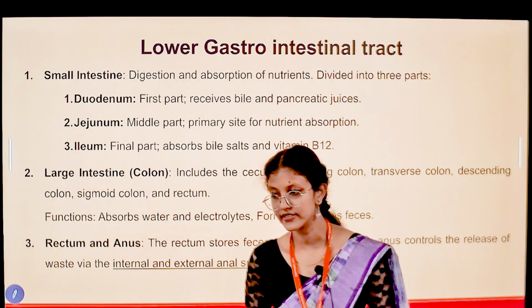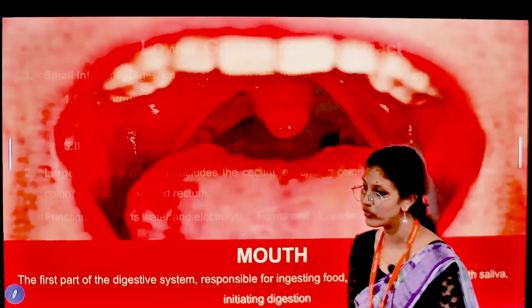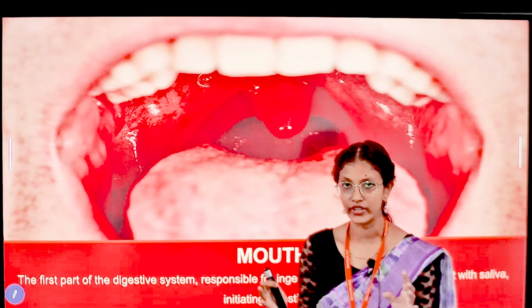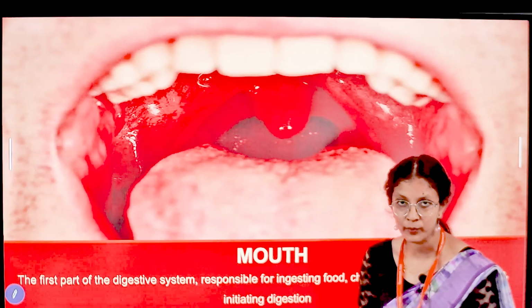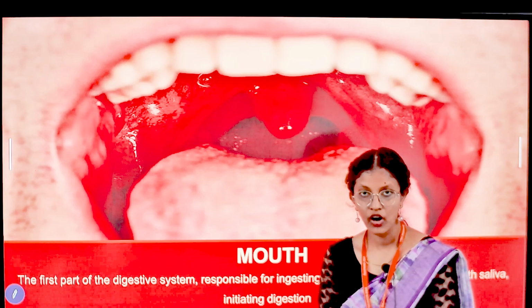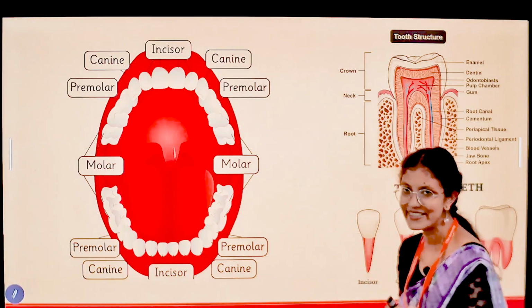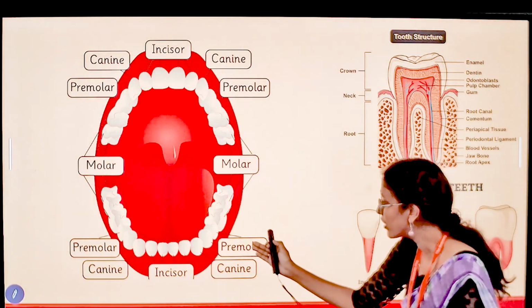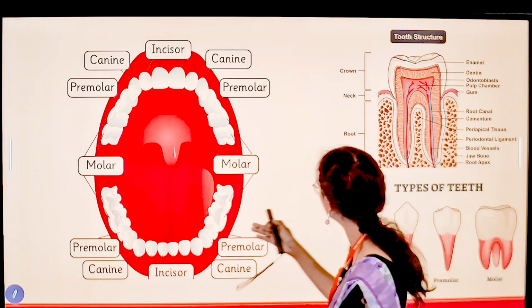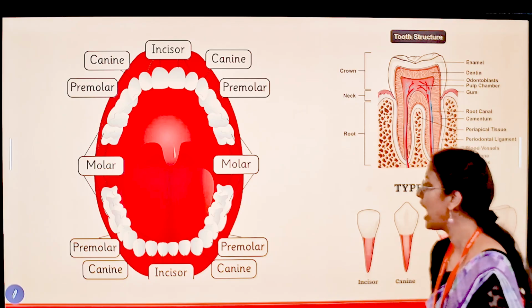And in the lower digestive system, you can see the small intestine, large intestine, rectum and anus are the parts. Let's start with the mouth. The mouth is the beginning of everything. The mouth is the first part of the digestive system, which consists of the tongue, your teeth and the salivary glands. Here you can see the teeth: the molar teeth, premolar teeth, canine teeth and the incisors. Here you can see the entire teeth structure, and three types of teeth.